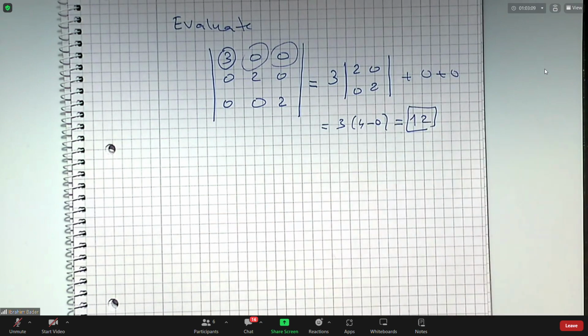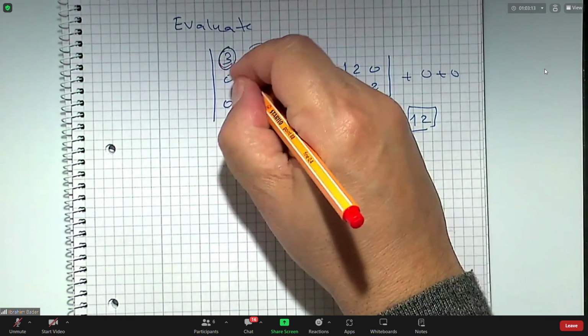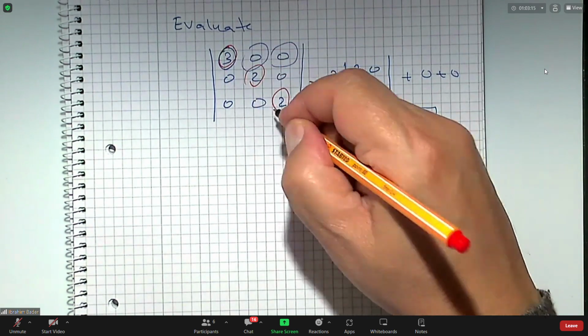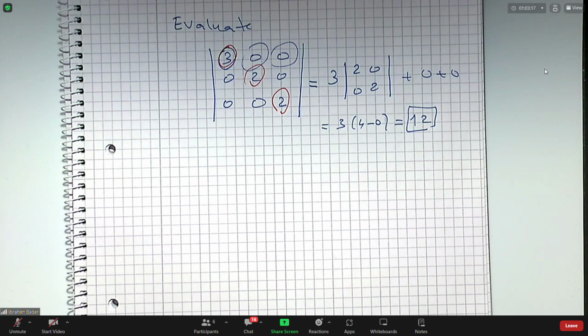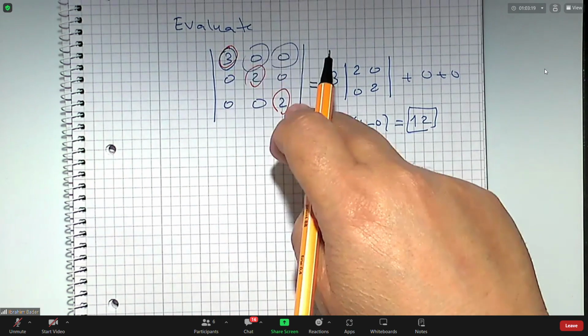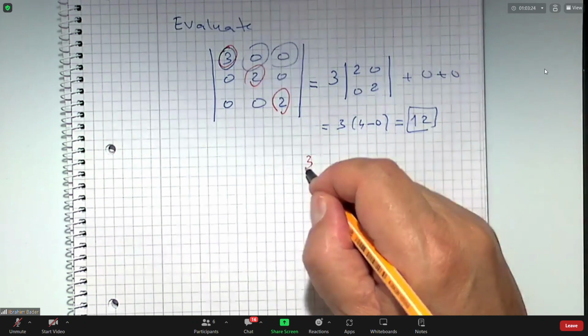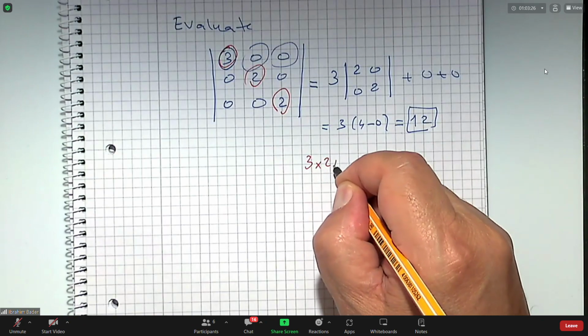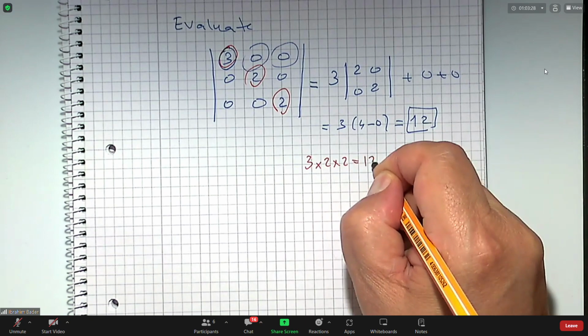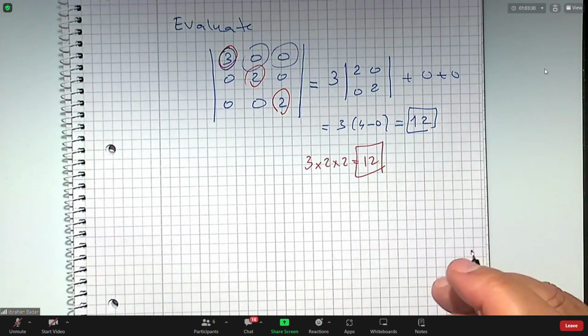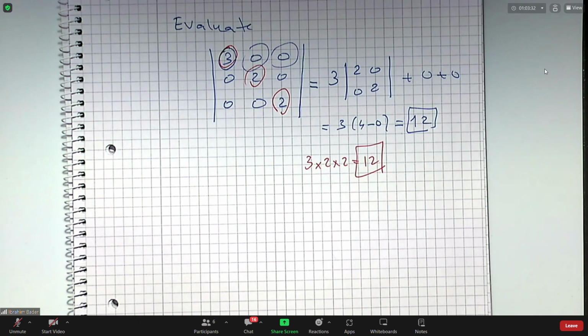Now, look at the values here along the main diagonal. So this value, and this value. If you multiply these values along the diagonal, you will get 12. In this case, it's 3 times 2 times 2, which will give you the value of this determinant.